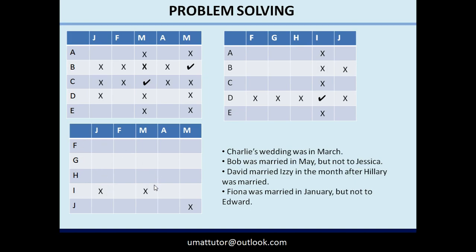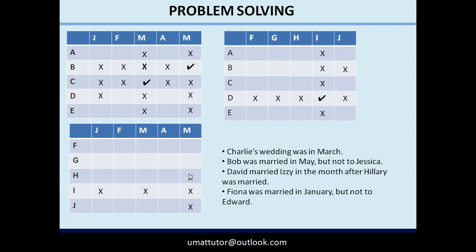We can also work out that Izzy couldn't have been married in March because David couldn't have been, and they're the ones getting married together. And the same goes for May. So we can put across there too. And finally, we know that Hillary couldn't have been married in the final month because David and Izzy need to get married in the month after her. So here we can rule out Hillary being married in May.